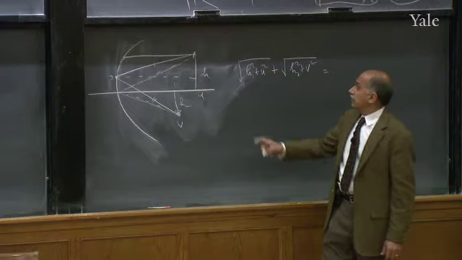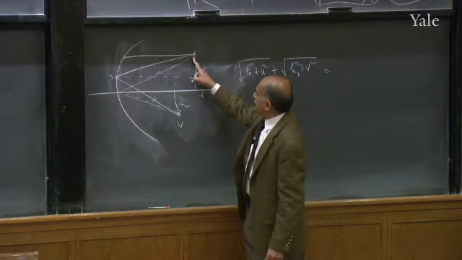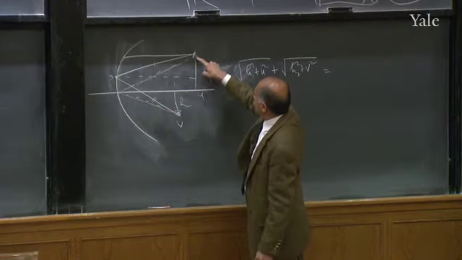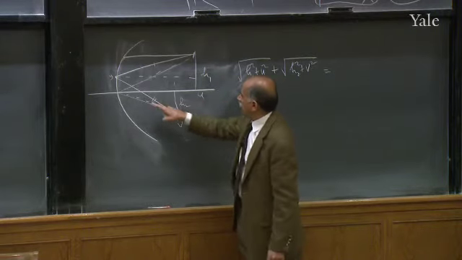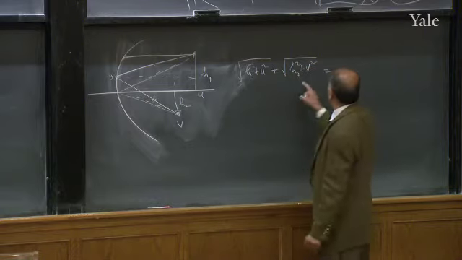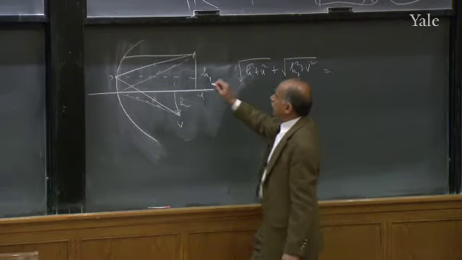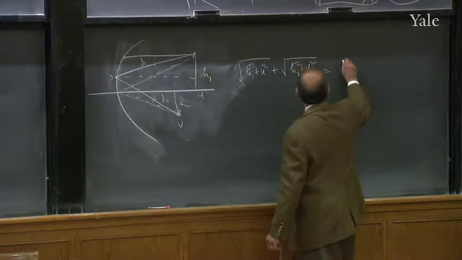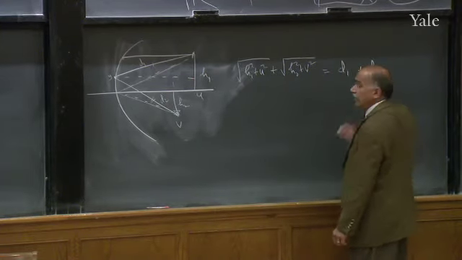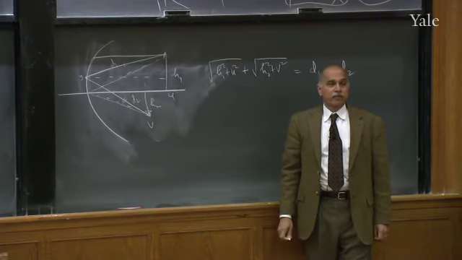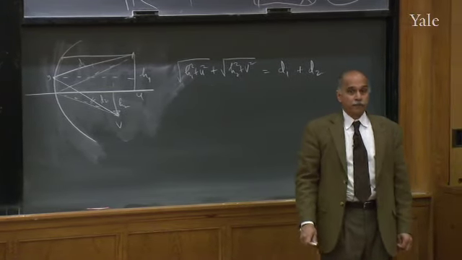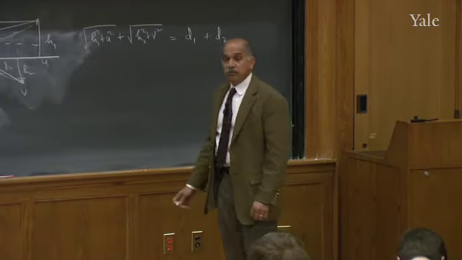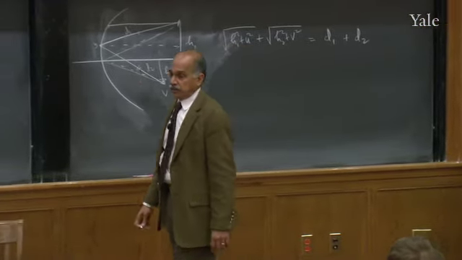The path length for this path that goes to the middle of the mirror and comes out, you can see from Pythagoras' theorem, is square root of h1 square plus u square plus square root of h2 square plus v square. And that's going to be equal to this length d1 plus this length d2. And they will depend on y. d1 and d2 will depend on y. And we want to expand it as a function of y and make sure it doesn't vary with y. And I'll tell you the details next time.